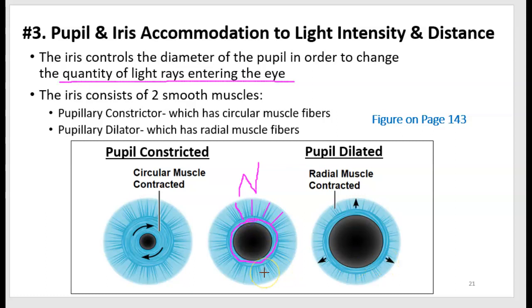Now, to constrict the pupil, it's the circular muscle that contracts. It's actually called a sphincter sometimes, so we call this layer the pupillary constrictor. To dilate the pupil, that circular muscle relaxes and the radial muscle contracts, and it pulls the iris away from the pupil, making the pupil diameter larger. So that's how the iris works with its two layers.